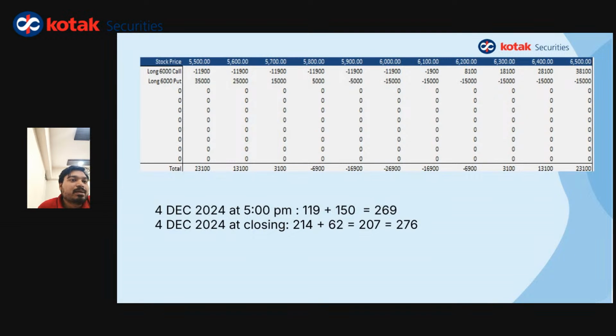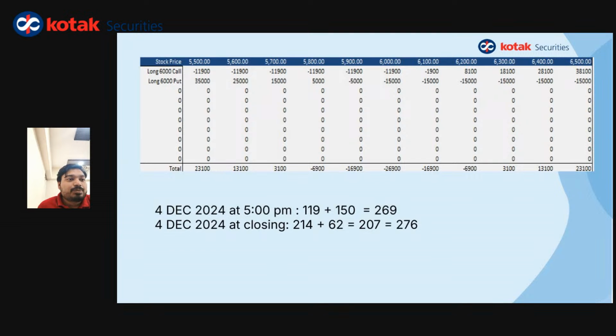Okay, now this is the example. Now this is the maximum loss and maximum profit. So 23,100 is the maximum loss. 23,100 is the maximum, I'm sorry. 26,900 is the maximum loss that we would be having, and 23,100 is the maximum profit on either side when we have a move.